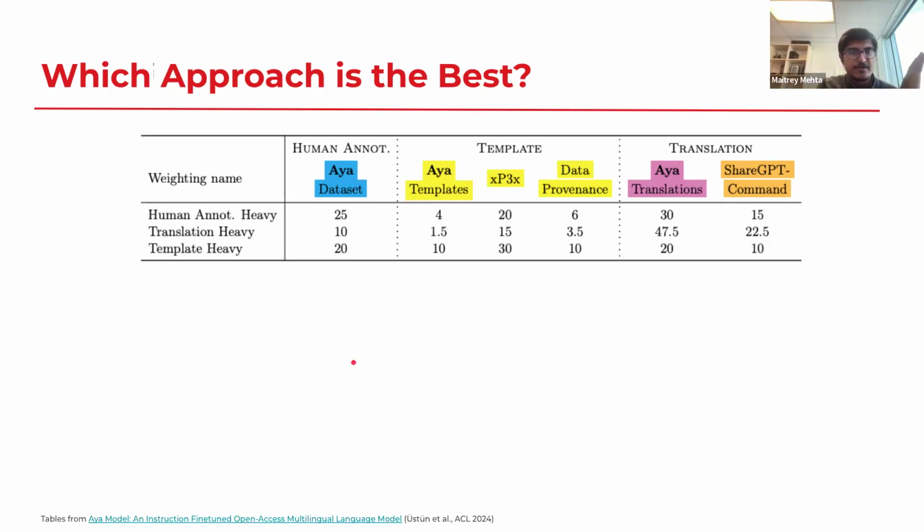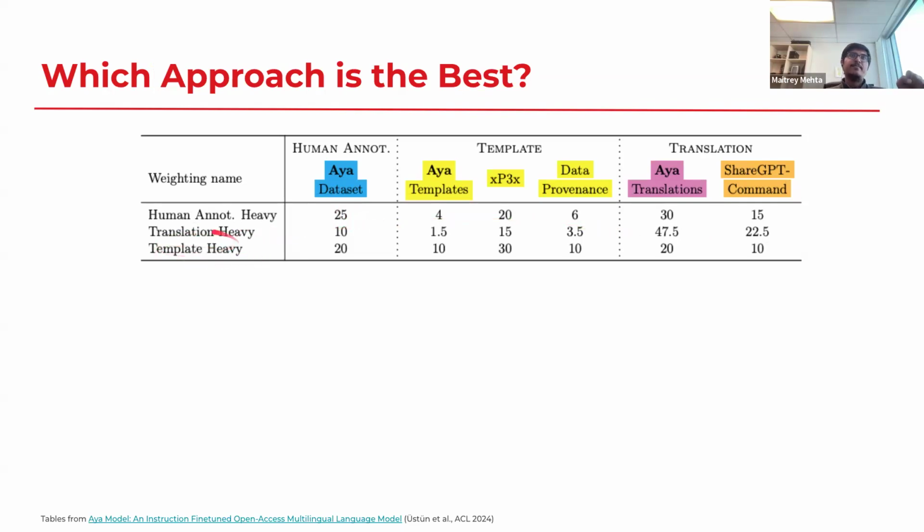They had already used mC4 to pre-train their model. And then after pre-training their model, they trained these three separate models using three separate mixtures. So they have this human annotation heavy mixture where 25% of the data set was human annotated, and the rest was spread across template and translation-based data sets, right? Then they had the translation-heavy mixture, where around 70% of the data set was built using the translation-based instruction fine-tuning data set.